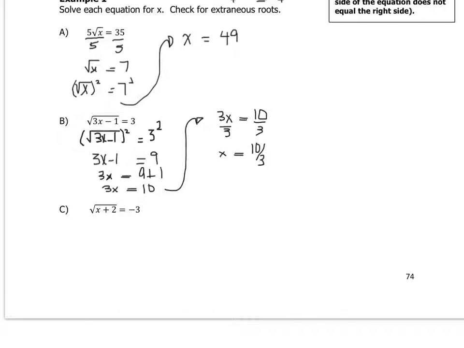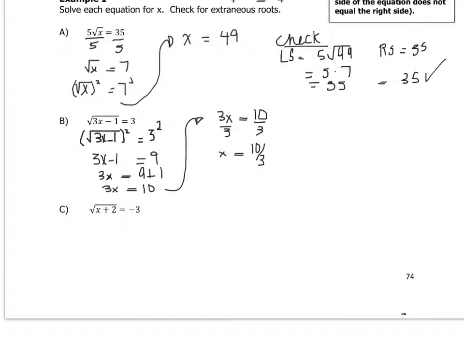And I forgot to go check for extraneous roots back in A. So you should always check your solution back in the original. And you can show it, or you can just do it in your head. We'll just show it for now. So you take the left side of the equation and you plug it in, and you get 5 times the square root of 49, which is 7, which equals 35. And the right side of the equation is 35, so therefore 35 equals 35, and it is a solution that works.